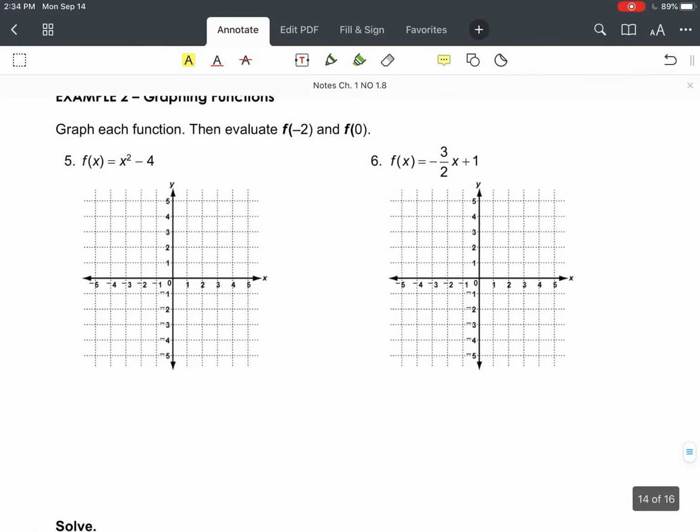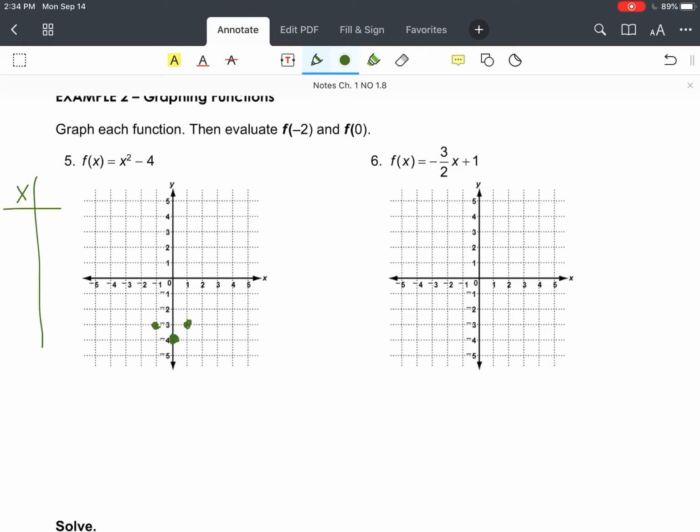Graph each function, then evaluate f of -2 and f of 0. So we're going to graph this. You can use your graphing calculator, you can make a table, however you want to do it. I know that when I substitute 0 in, 0 squared minus 4 is -4. If I substitute 1 in, I'm going to get 1 squared minus 4, which is -3. And because I know this is a quadratic equation, I know that it's going to be symmetric. But if you would like to make a table, that might be best for you. X and then f of x, and we'll do -2, -1, 0, 1, 2. Substituting in -2 here, -2 squared gives you +4, minus 4 is 0.